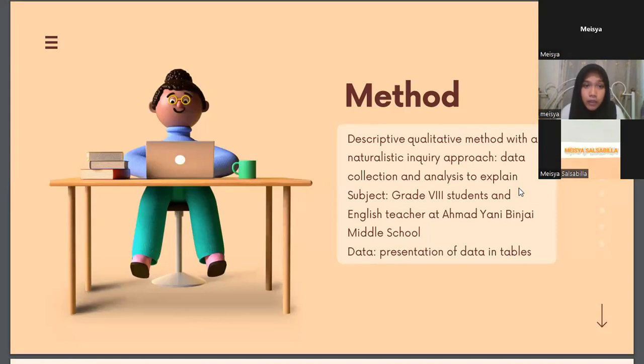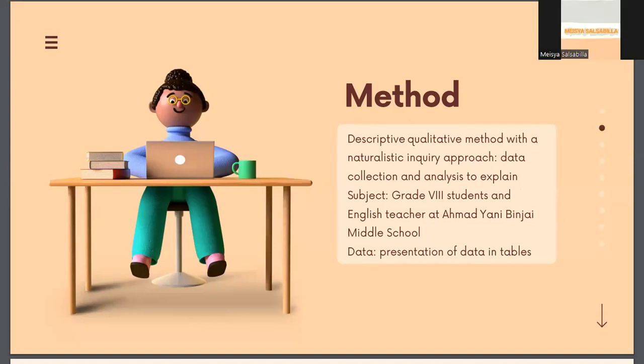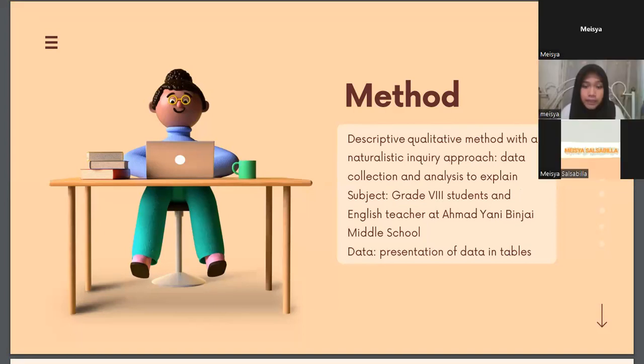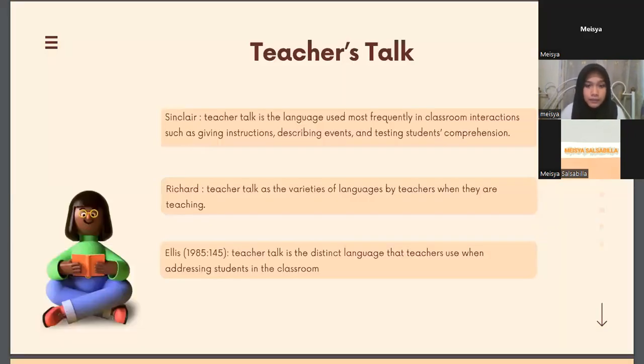The method used in this journal is descriptive qualitative method with a naturalistic inquiry approach, the data collection and analysis to explain. The subjects in this journal are grade 8 students and the English teacher in SMP Ahmad Yani Binjai Middle School. Presentation of data in tables.